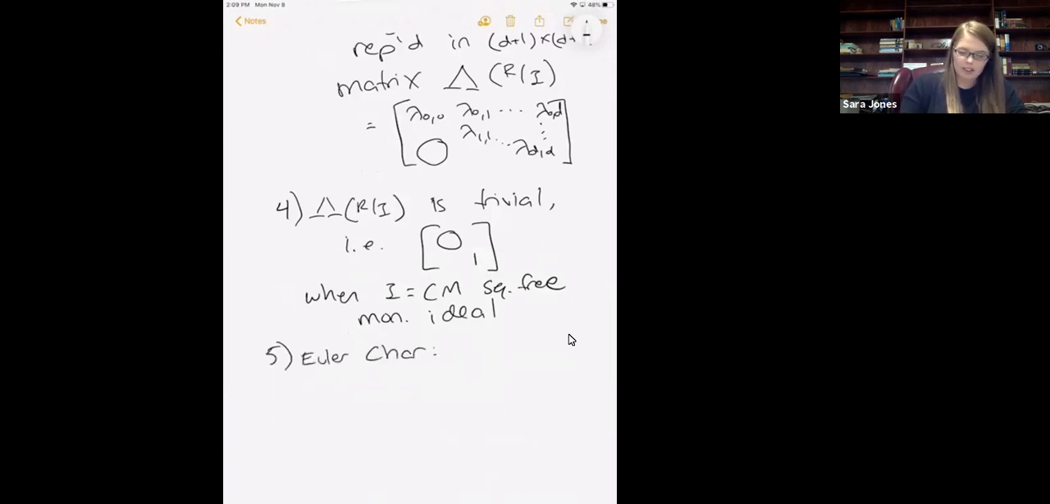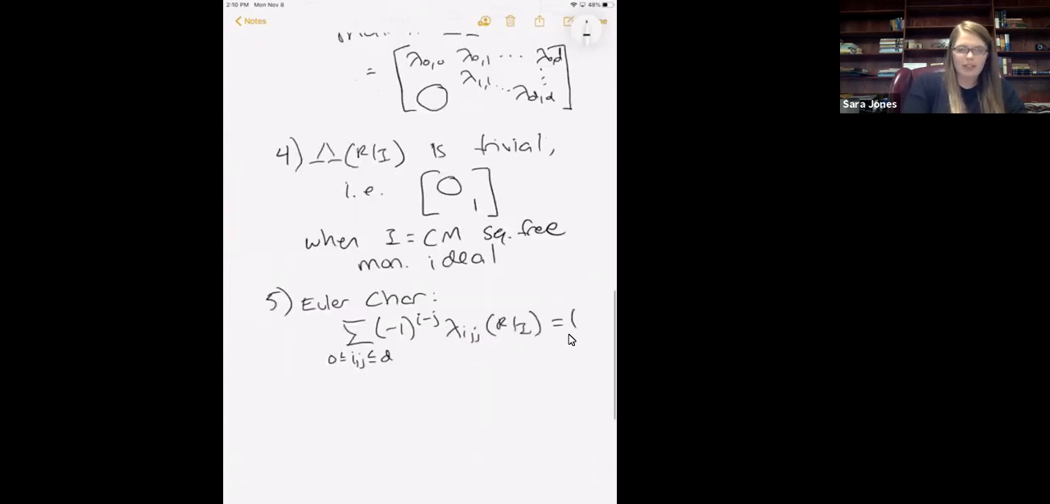One is the Euler characteristic, which does what you would probably expect the Euler characteristic property to do. It looks at the alternating sums of the Lyubeznik numbers and actually tells us the alternating sum of those is always going to be 1. Okay, so that's one property. We'll see that actually in the next example.